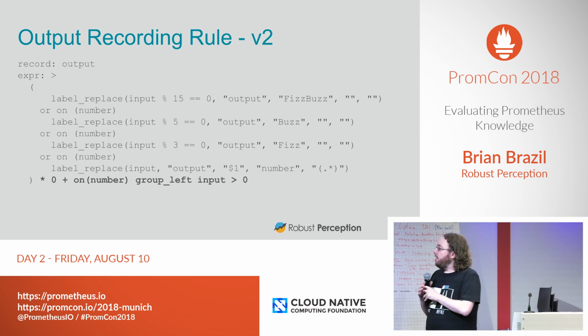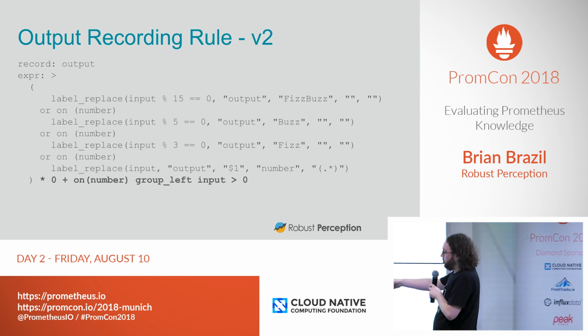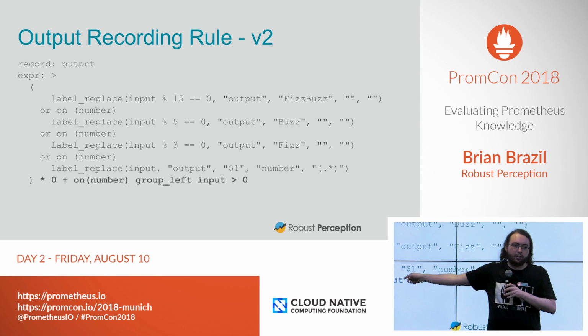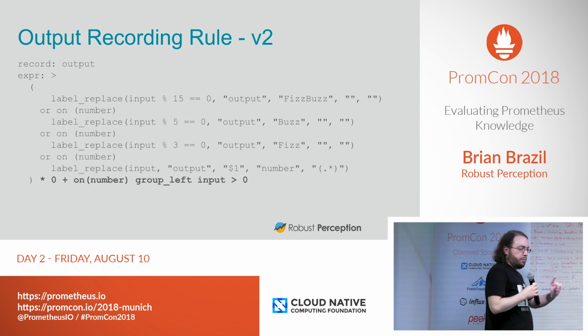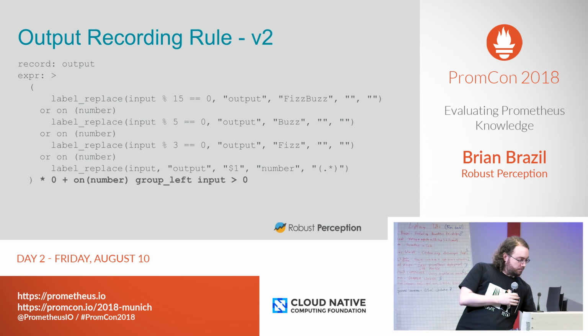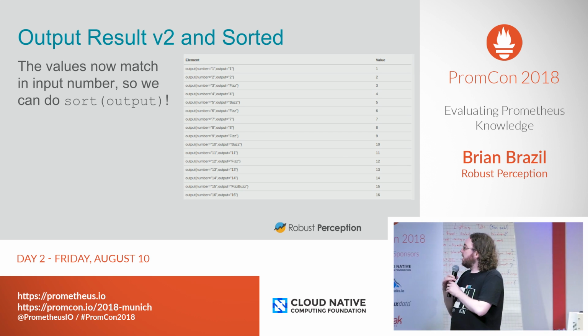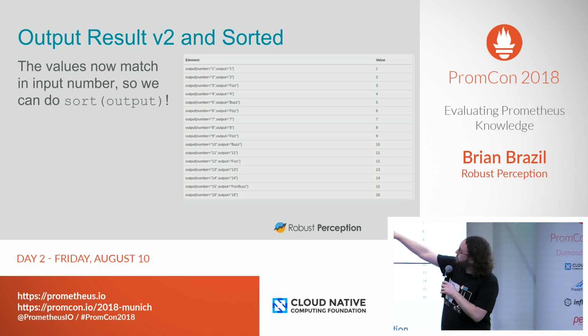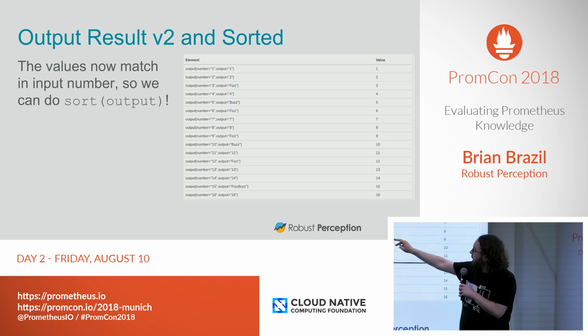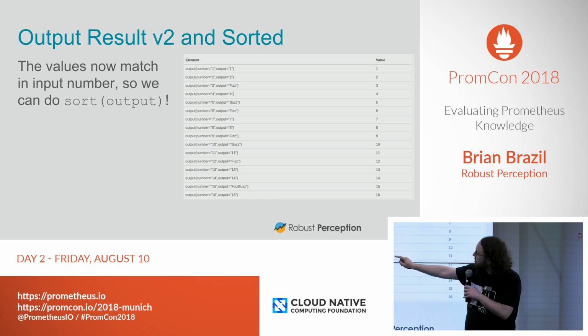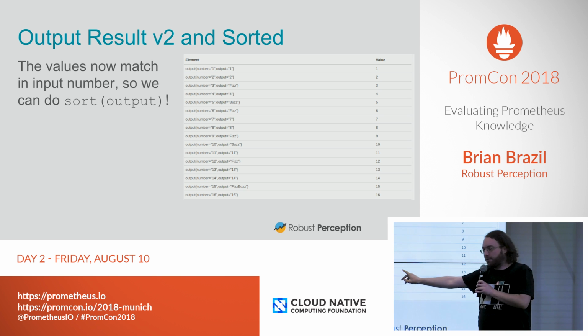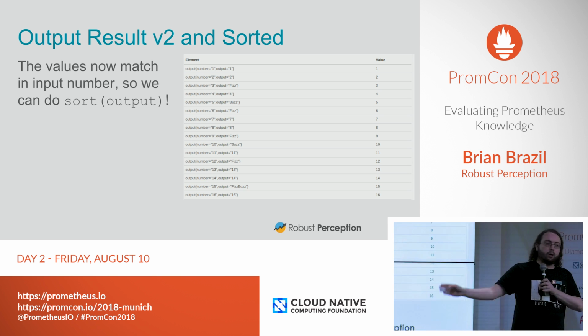So what we can do is squash that number and put in the original input number using a group left, and then we can just sort it, and we also need to filter out the 0 from the input. And then that produces, as you would expect, 1, 2, Fizz, 4, Buzz, Fizz, 7, 8, Fizz, Buzz, 11, Fizz, 13, 14, FizzBuzz, 16, and it goes on up to 100.